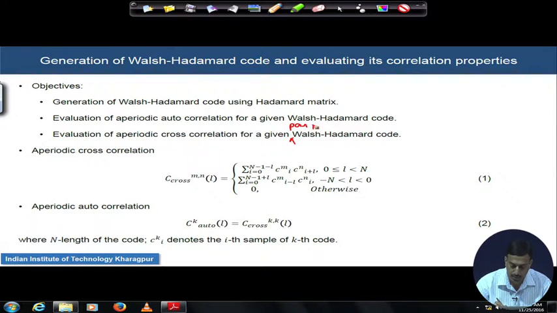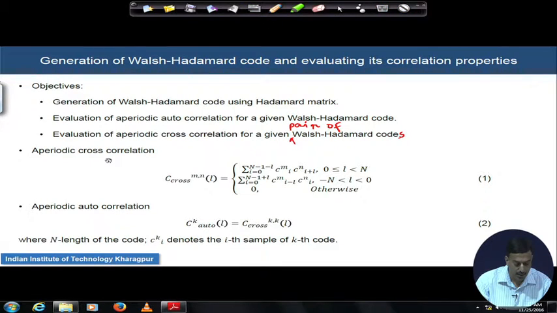So we will choose any two rows of the Hadamard matrix and we will check the cross correlation property of these two codes. So that's the idea. Aperiodic, because we will not assume that the codes keep repeating, but we will take only one instance of the code and we will check the correlation property.